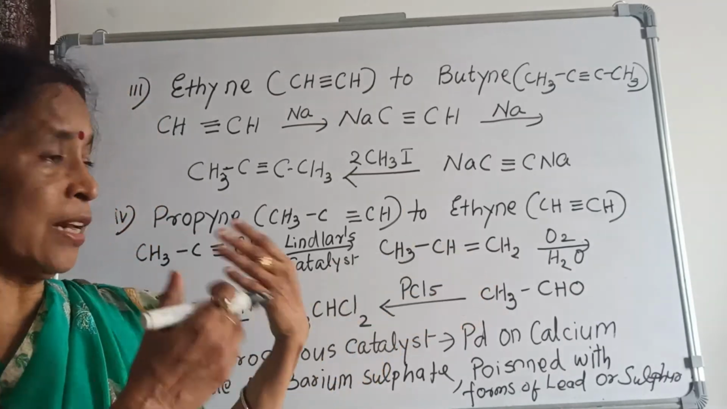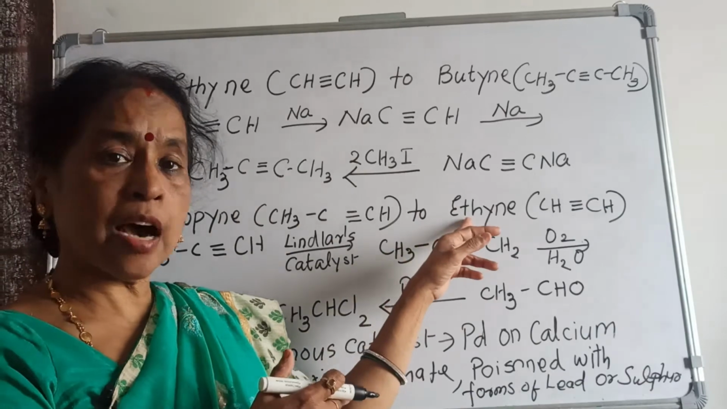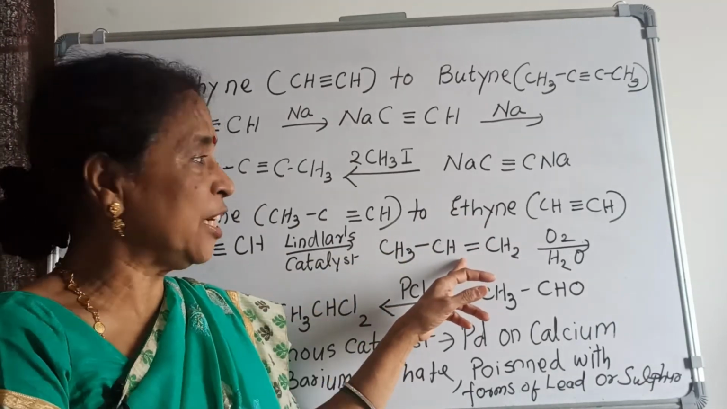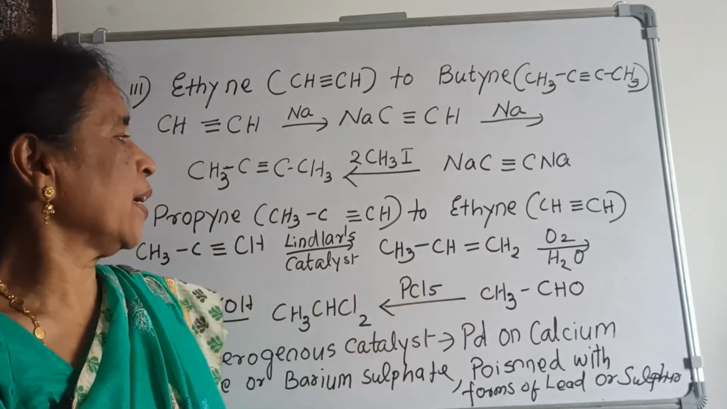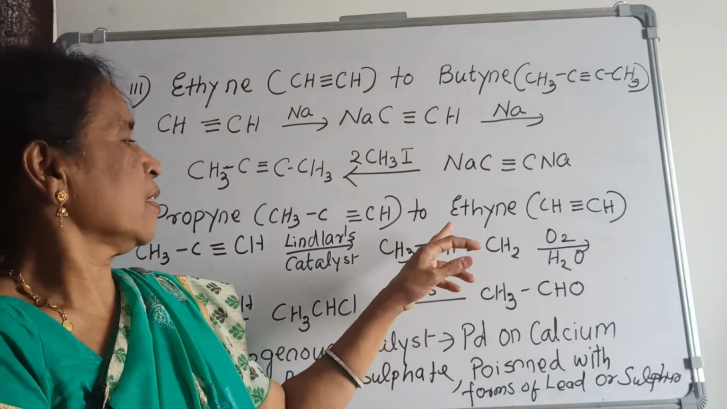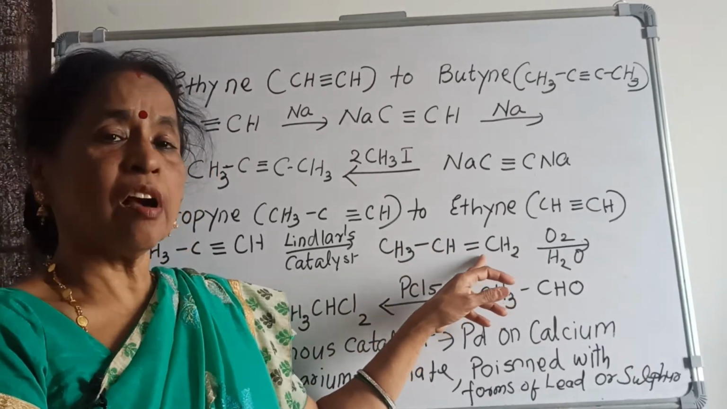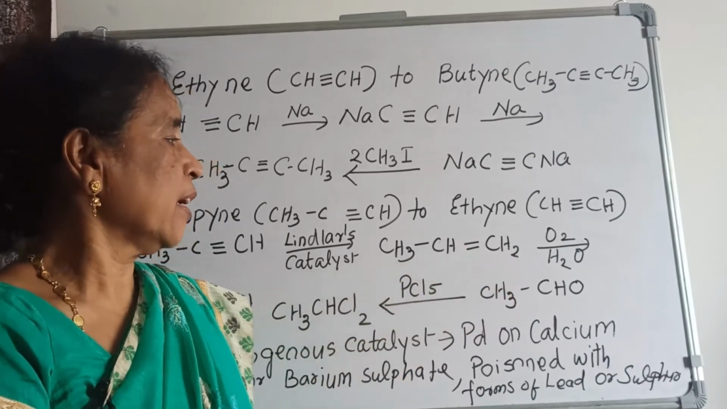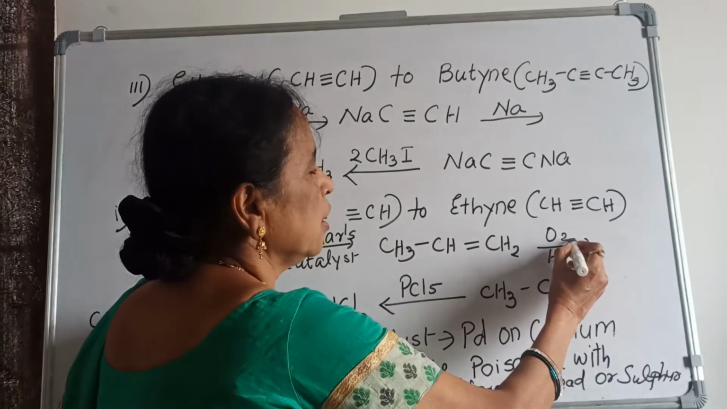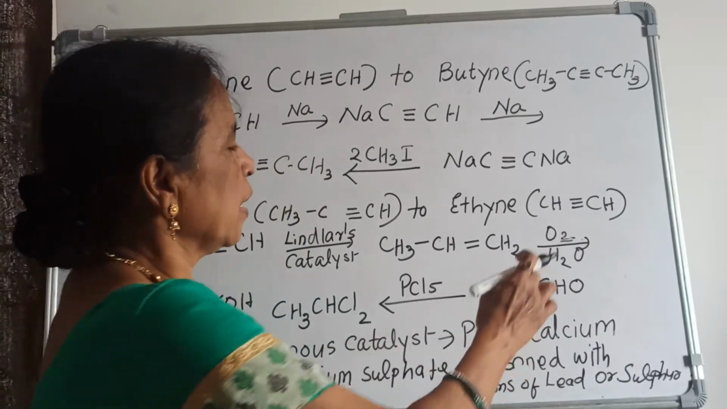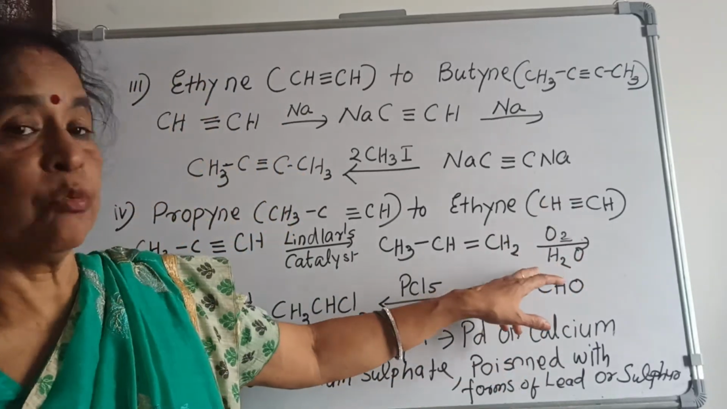Now, here the question is decrease of carbon. Here 1 carbon is to be decreased. Then what happened here? The propene, you are taking propene. This is called propene, and here you take ozone, not oxygen, ozone. Then what happened here? You take ozone and water.